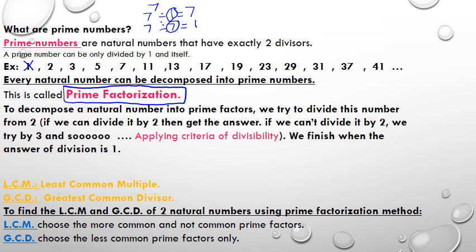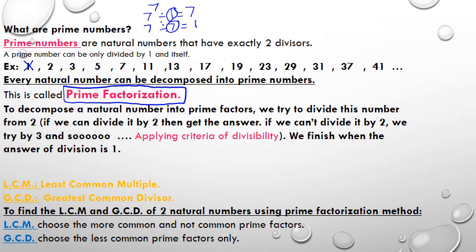To decompose a natural number into prime factors using prime factorization, we try to divide this number starting from 2. If we can divide the number by 2, then we get the answer. If we can't divide the number by 2, we try to divide the number by 3, and so on. If we can't divide it by 3, we try to divide it by 5. We don't try to divide the number by 4 because 4 is not a prime number.